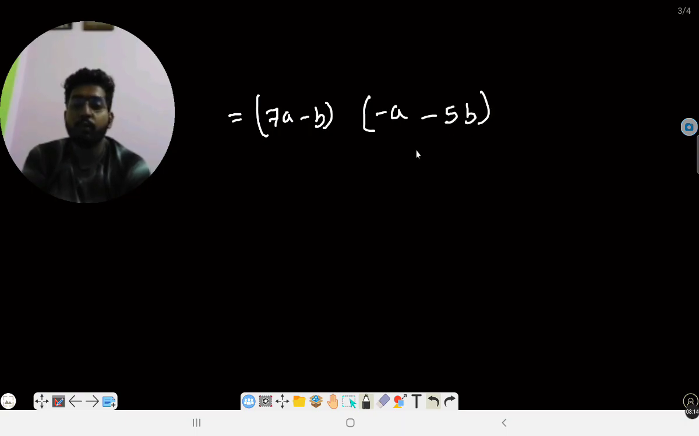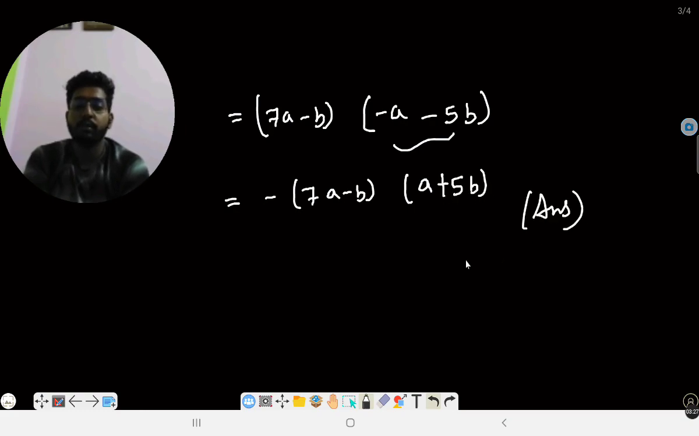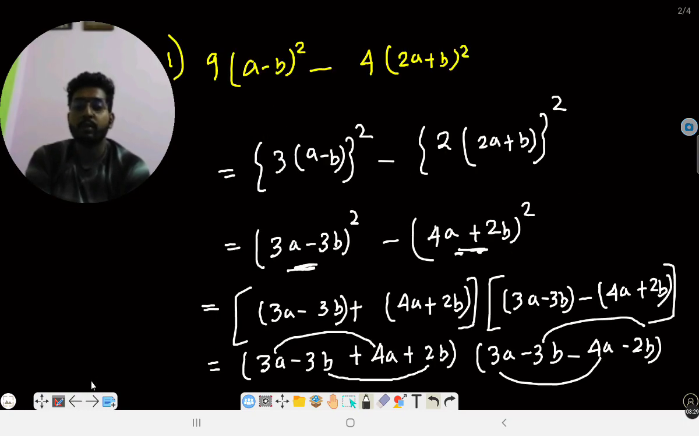Now from these two we can take minus. If I take the minus here, it will become (7a minus b), and here it will become (a plus 5b). So this is the factorization. This is the way to solve that first one.